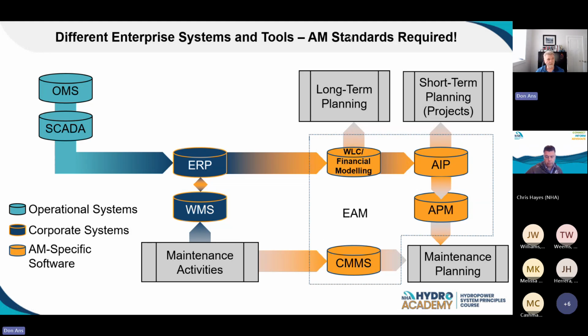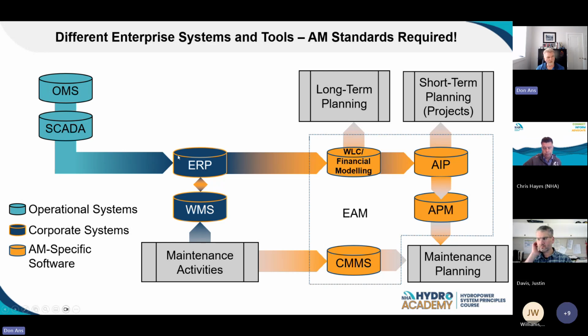So you can see now why you definitely need those standards required. Oh, I see. I put another one on this slide, but it wasn't in the other one. The operational system. That would be like your plant operating systems, SCADA, your ERP, your work management system, or the CMMS. You've got long-term planning in your financial systems, asset and investment planning, AIP, for your short-term projects, APM, this is asset performance management. So you get hung up in acronyms too, for maintenance planning. And you've got your work in the CMMS.